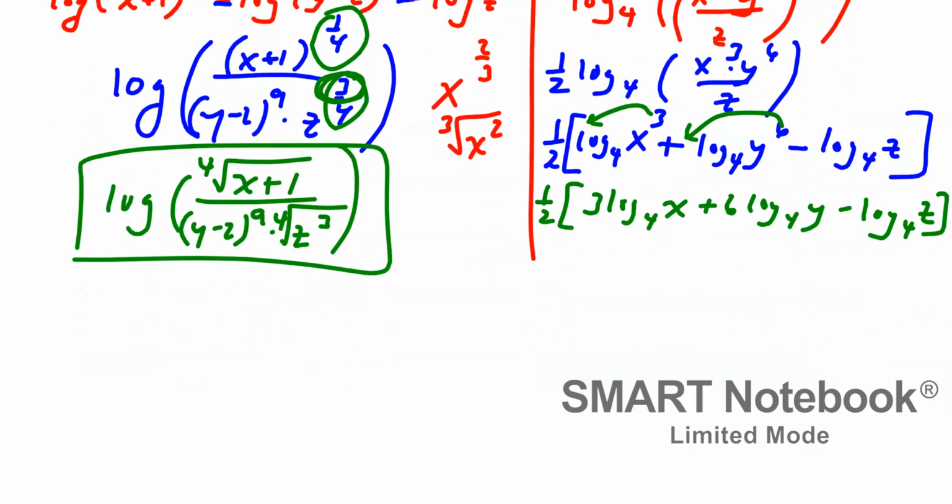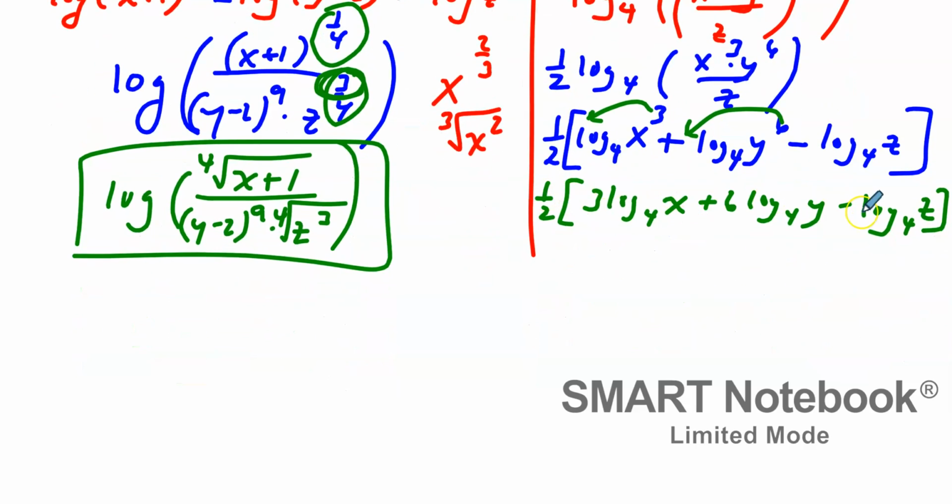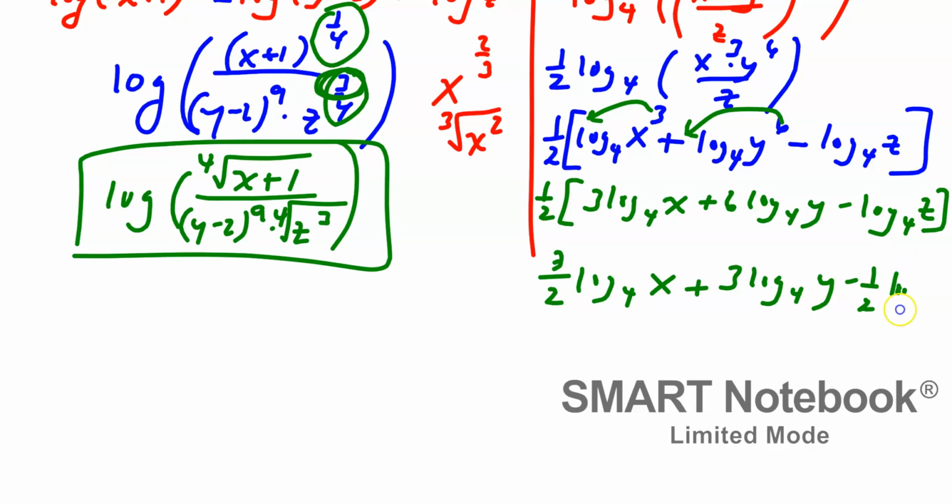The last thing we need to do is distribute that 1/2 to every term. So 1/2 times 3 gives me 3/2 log base 4 of x. Plus 6 times 1/2 is really 3 log base 4 of y minus 1/2 log base 4 of z. So this is my final answer, expanded out.